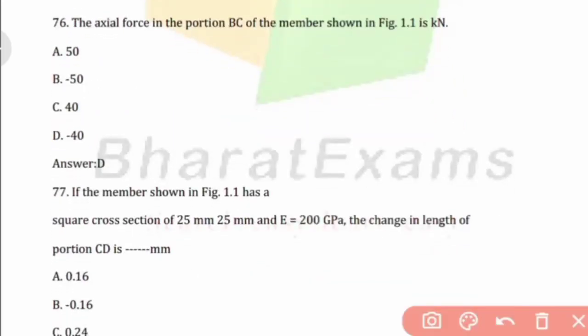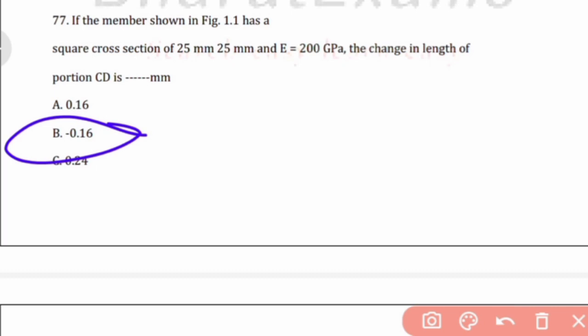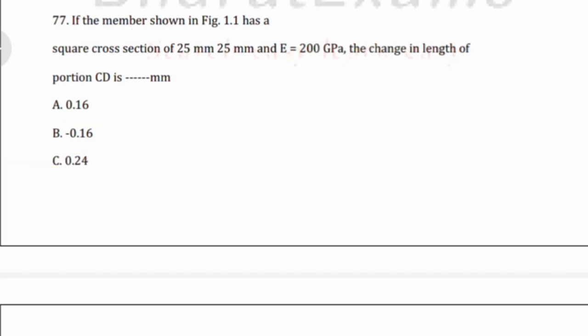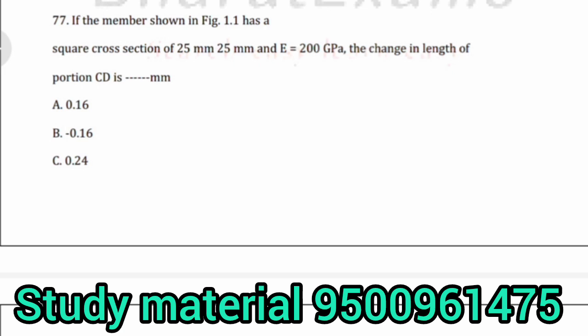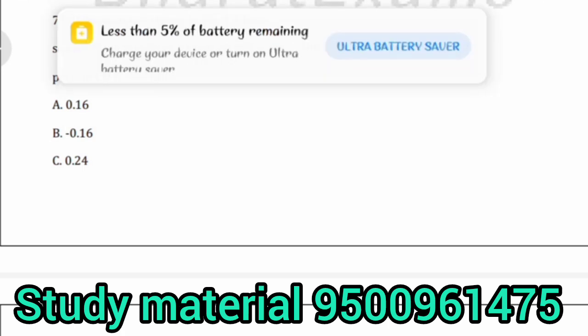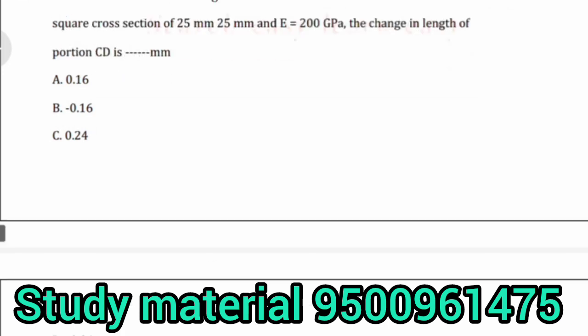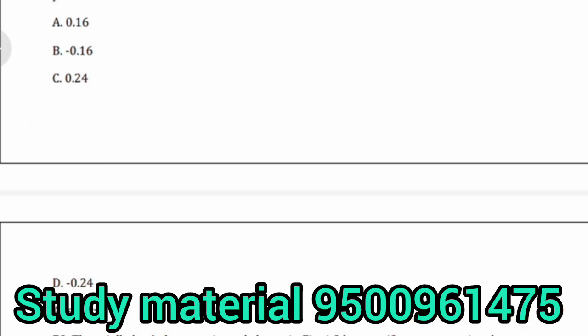The axial force in the portion BC of the member shown in figure 1.1 is dash kN. Option D, minus 40. If the member shown in figure 1.1 has a square cross section of 25 mm × 25 mm and E equal to 200 GPa, the change in length of portion CD is dash mm. Option B, 0.16.